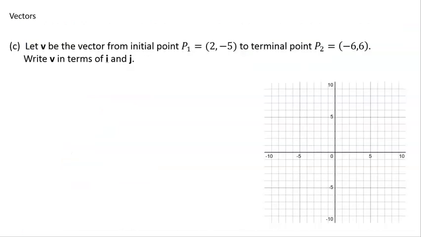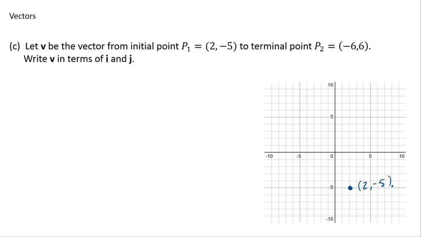Let v be the vector from the initial point P1, 2, negative 5. So I'm going to plot that point. I go over 2 and down to negative 5. That is my P1, 2, negative 5.